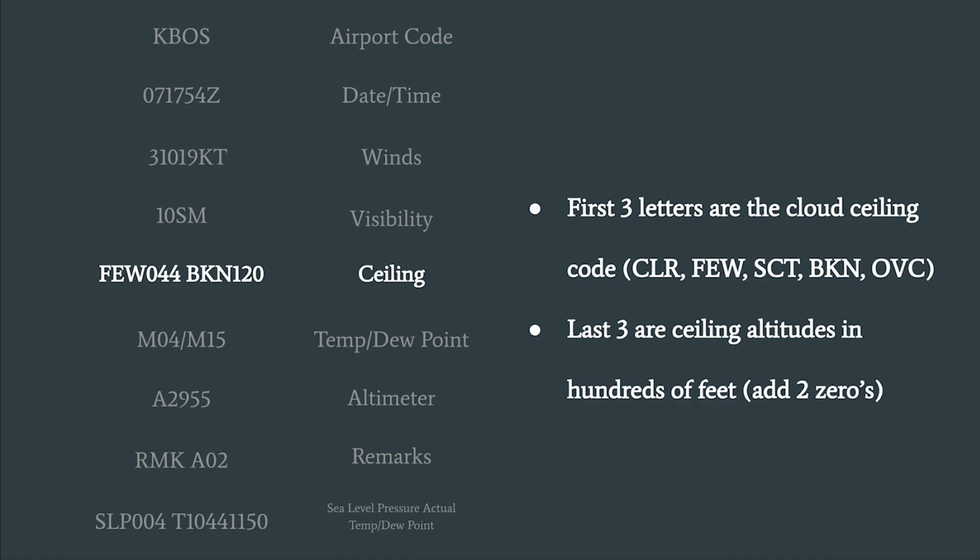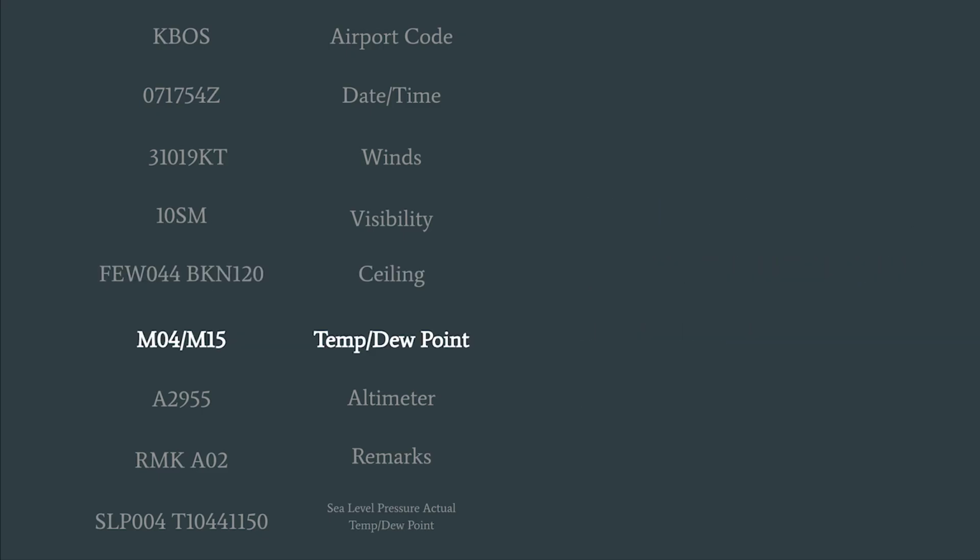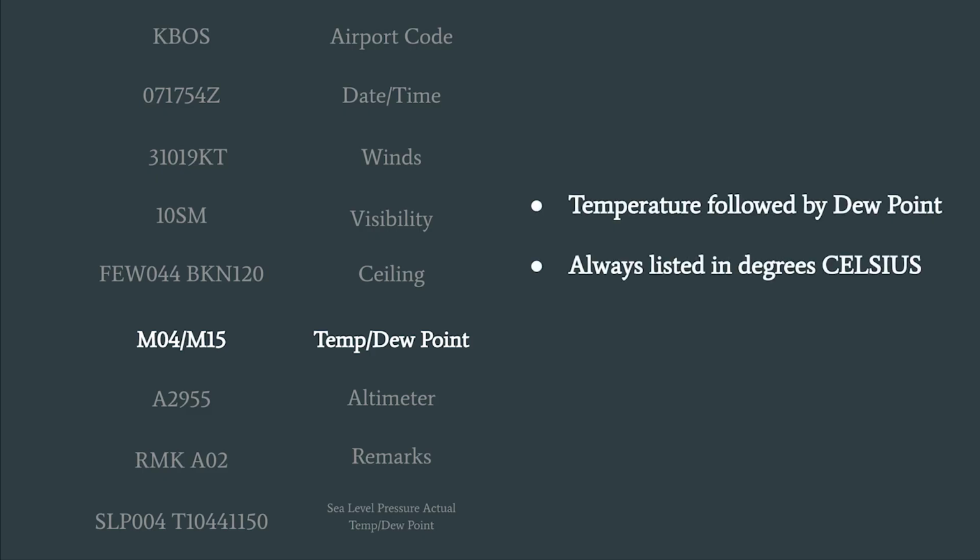So in this case, we had a ceiling few at 4,400 feet, and another ceiling above that, broken, at 12,000 feet. The next piece of information is the temperature/dew point. These are always listed in Celsius. Again, this is not Fahrenheit. The M tells us it's negative.